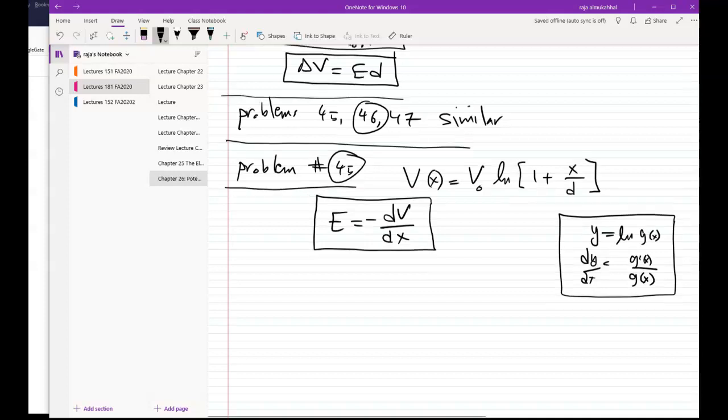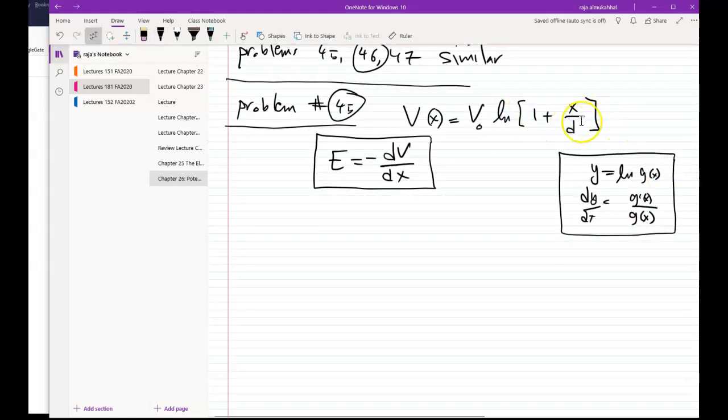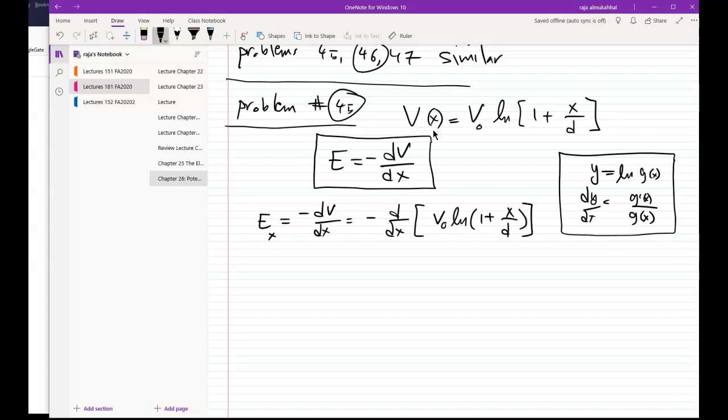Okay? So if you look at this function right here, how do we do it? Well, that's going to look something like this. This is E. Actually, I should write it E sub x because that's in the direction of the x-axis. How do I know that? Well, the potential is a function of x. So that's just going to be negative dV dx, and that will be negative d dx of V naught natural log of 1 plus x over d, like that, right? And when we take the derivative, so how do we do that? Let's put the minus sign there. And I'm going to take the V naught outside, just leave it like that.